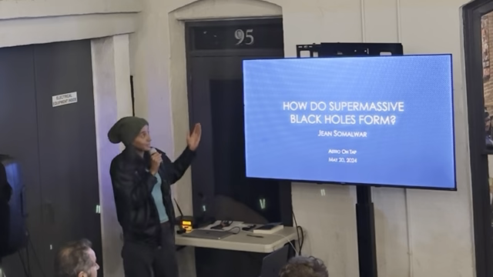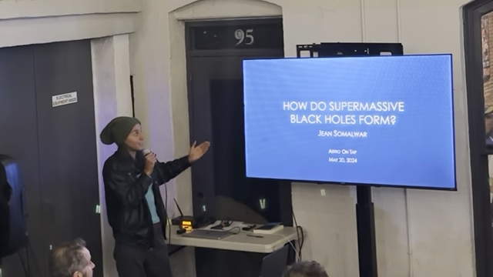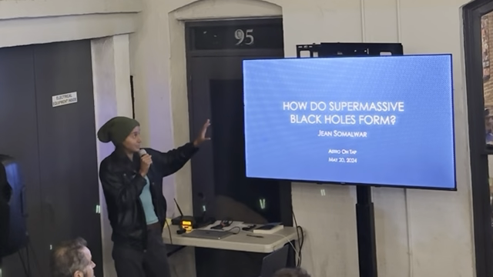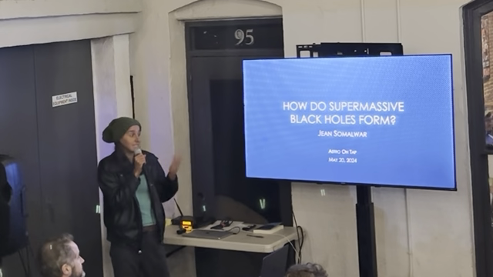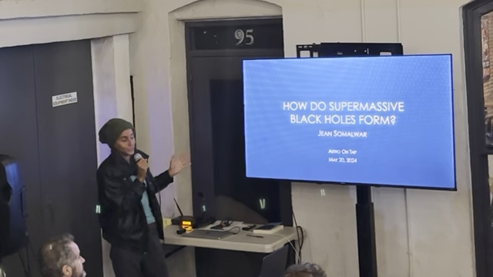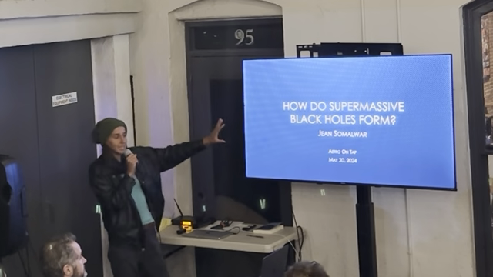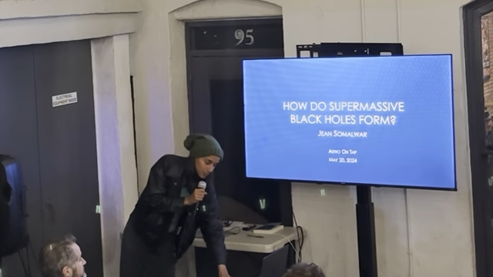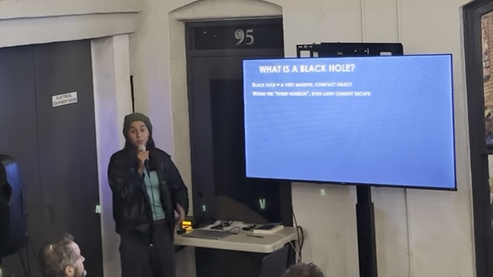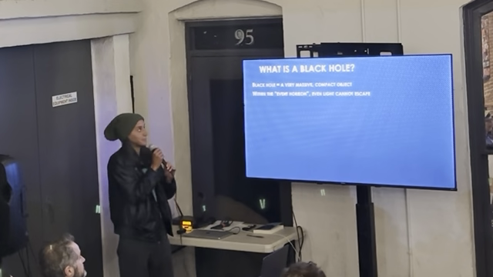And I'm going to be talking about how supermassive black holes form. This is the reason I am in astronomy, so I find it extremely exciting. I personally think it's one of the biggest, if not the biggest, questions we have to answer in astronomy today. But before I get into how they form, why don't we first talk about what they are. So let's take apart the term supermassive black hole. We'll just start with black hole, keep it simple-ish.